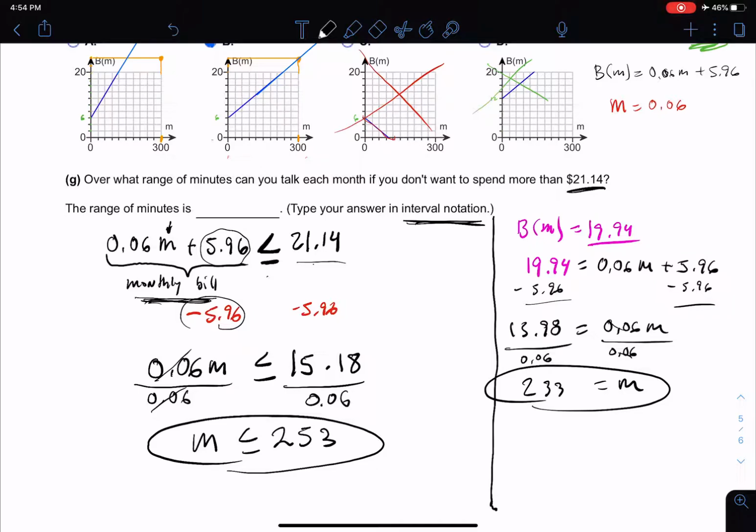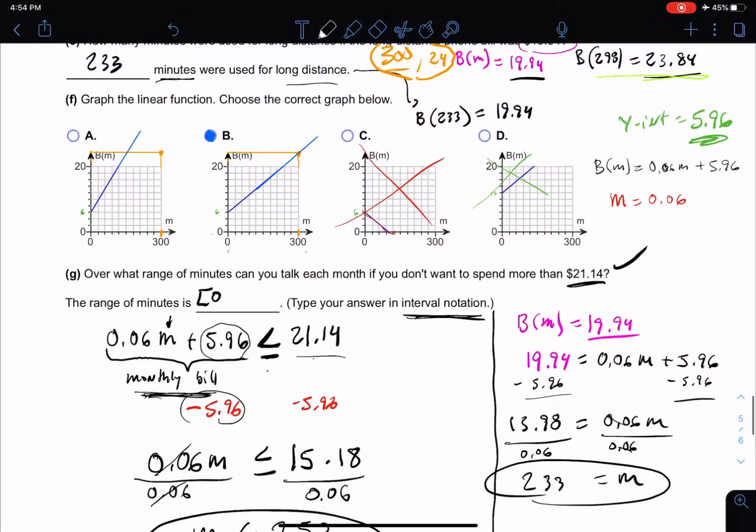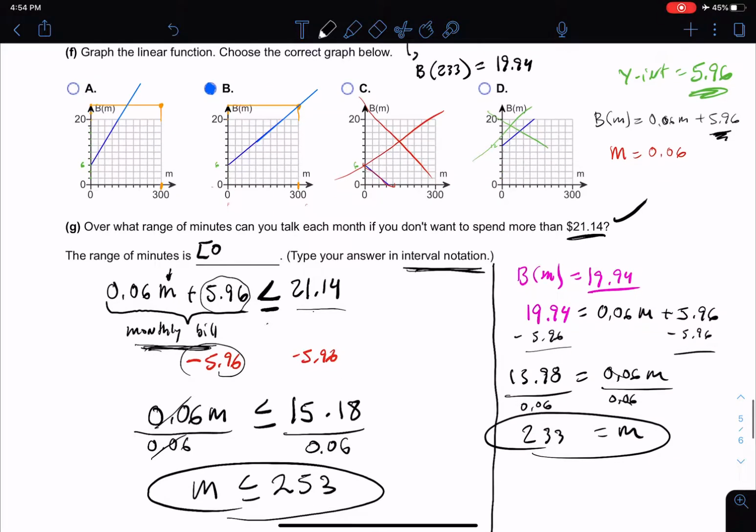what's the range of talking minutes that you're allowed to. So what's the minimum amount of minutes you can talk on the phone and still get a bill lower than 21.14? Well, you can talk for 0 minutes, and then it's just going to be the flat fee of $5.96. That's definitely below. Okay. You can talk all the way up to 253 minutes, which is what we got here, right? In fact, you could even talk 253 minutes, because if you talk 253 minutes, then it's 21.14, and you didn't spend more than 21.14. So that's the range they're talking about.